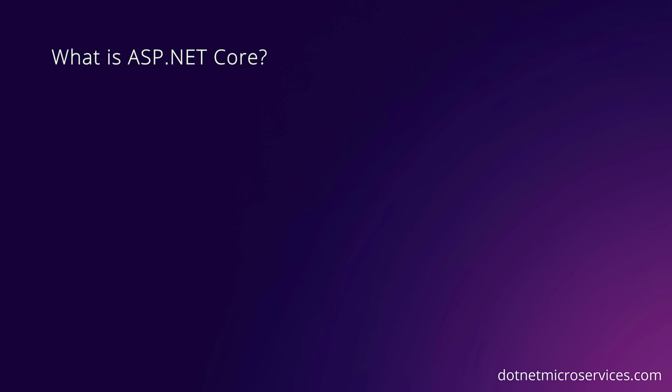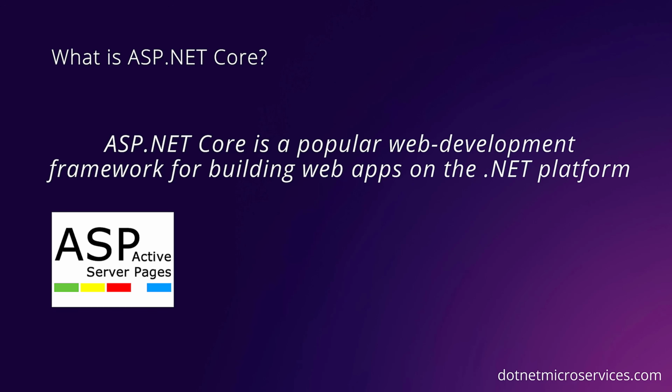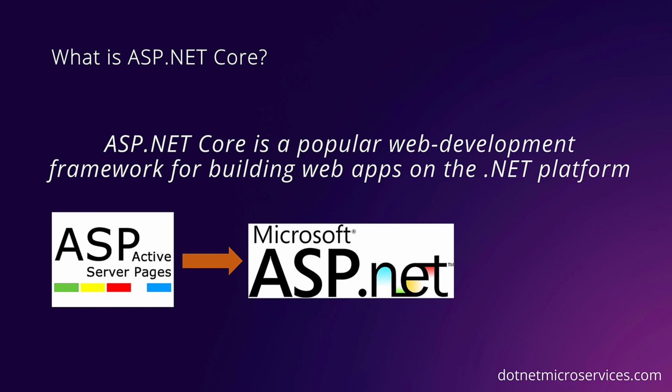So, what is ASP.NET Core? Well, in simple terms, ASP.NET Core is a popular web development framework for building web apps on the .NET platform. ASP stands for Active Server Pages, which was Microsoft's first server-side scripting language and engine for dynamic web pages, and was released in December 1996. It was superseded by ASP.NET in January 2002 with the first version of the .NET framework, and several years later, around 2016, it was superseded again by ASP.NET Core, where Core mainly hints to the cross-platform capability of this web framework.